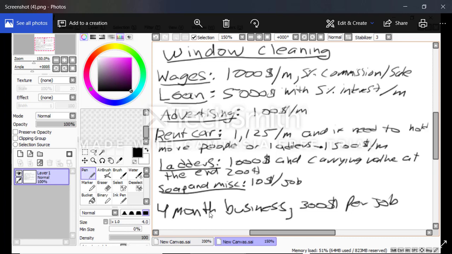Ladders here are $1,000, and carrying value at the end is $200. So at the end of the 4 months, these ladders will be worth approximately $200. Soap and other costs during the job will come to about $10 per job. And yes, 4 months of business and $300 per job is what we are expecting to get.